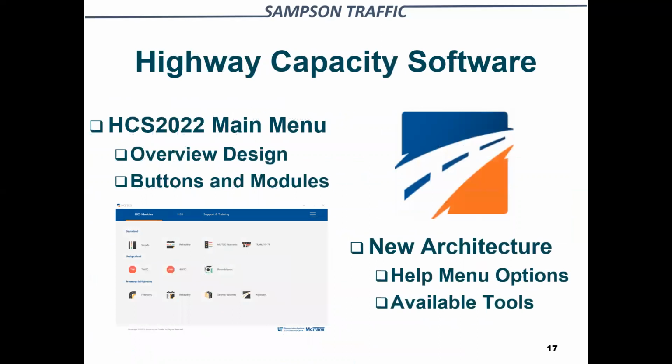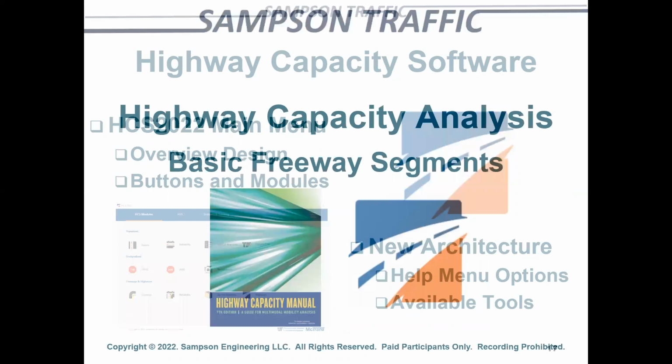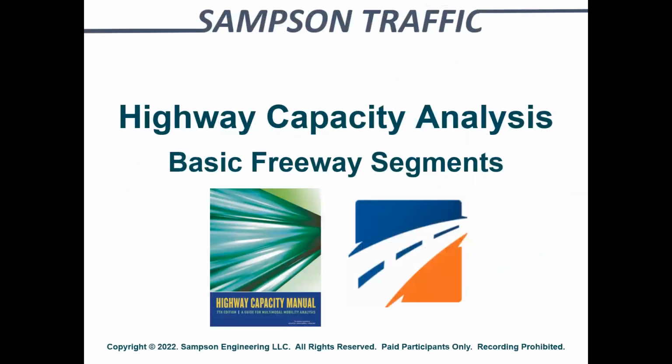So this is what the new software looks like. Its architecture and main menu screen have changed quite a bit actually, just to make it more available to each of these different modules that pretty much parallel the chapters: interrupted flow, uninterrupted flow. So let me just go through each chapter, and several of these are going to be minor changes, if any changes at all. It'll go kind of quickly.